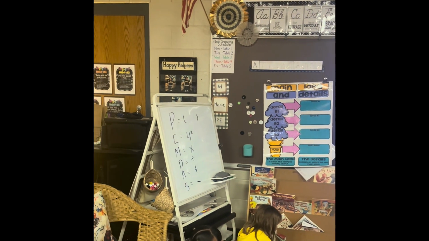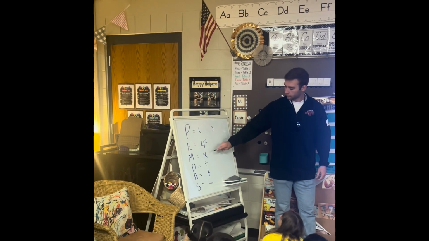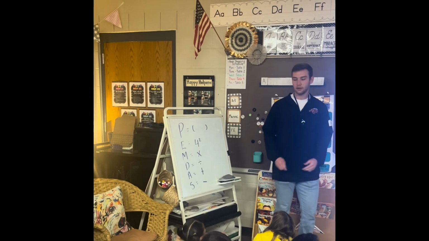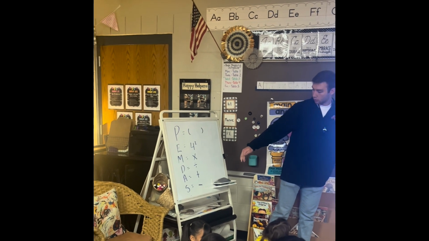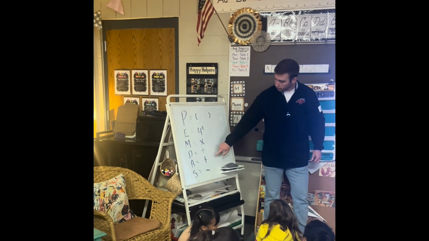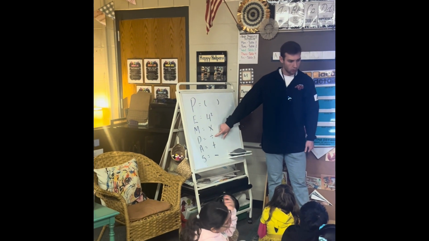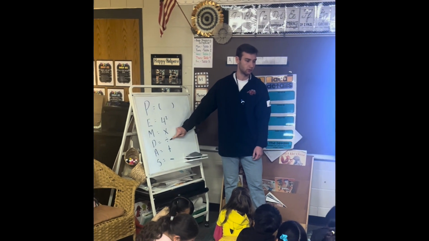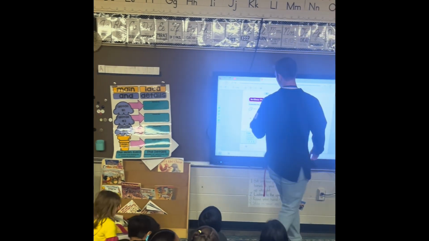If we look at PEMDAS, we have parentheses, exponents, multiplication, division, addition, and subtraction. This is the order that you solve it. We have 24 plus 4, which is addition, but we also have divided by 2. Which comes first, the division or addition? What comes first, the D or the A? D means division. So division comes first.